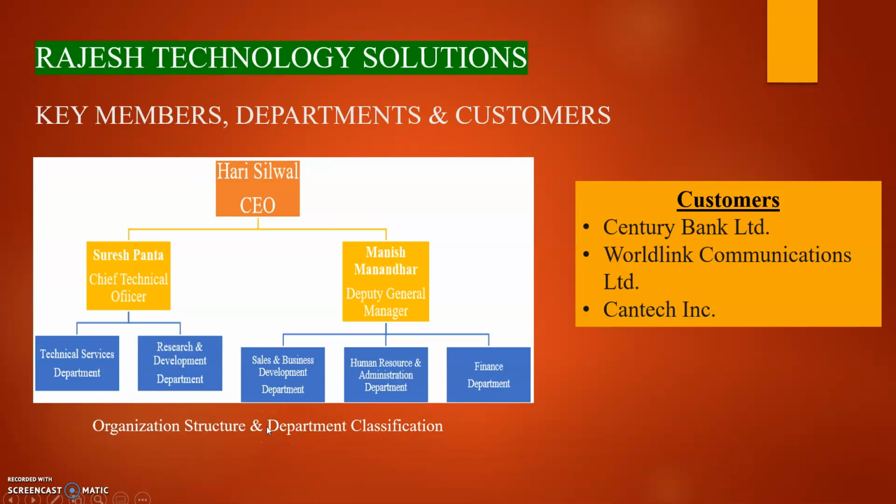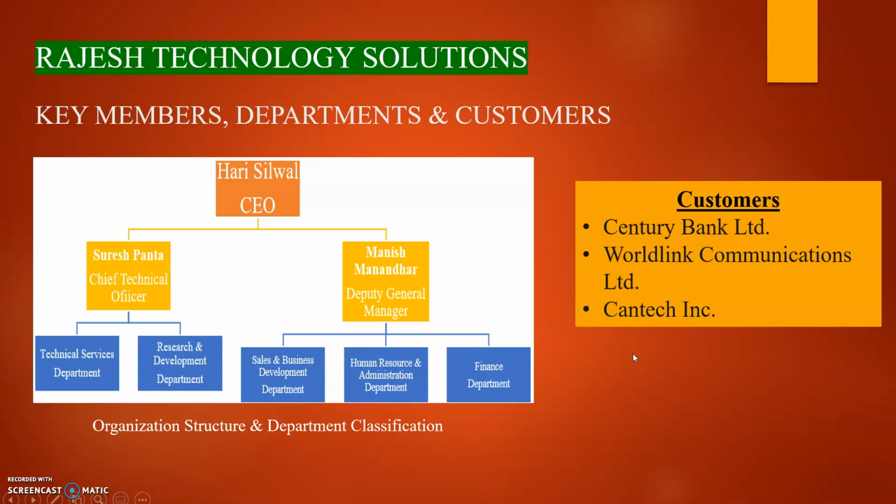Now we are looking at the organization structure and the department classification inside Rajesh Technology Solutions. There are three key members inside the organization: the CEO, the CTO, and the Deputy General Manager. There are also 5 distinct departments inside the company: technical services, research and development, sales and business development, human resource and administration, and the finance department. The CTO handles technical services and research and development, whereas the Deputy General Manager handles sales and business development, human resource, and the finance department.